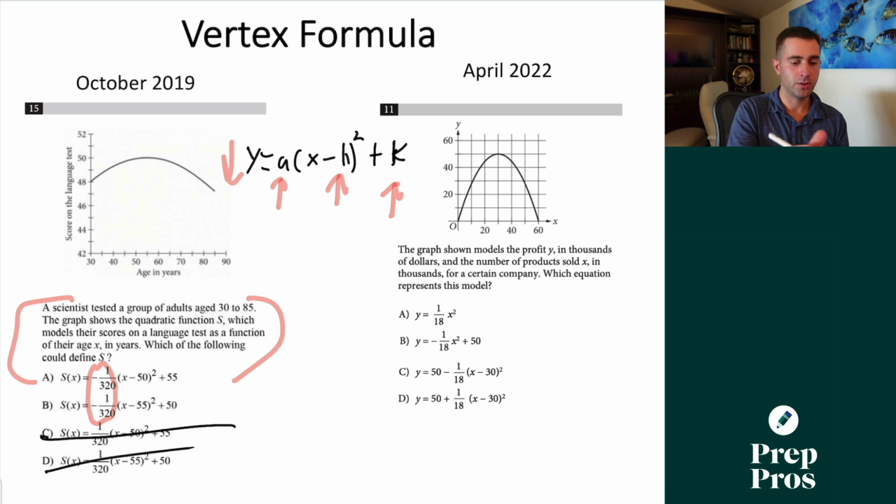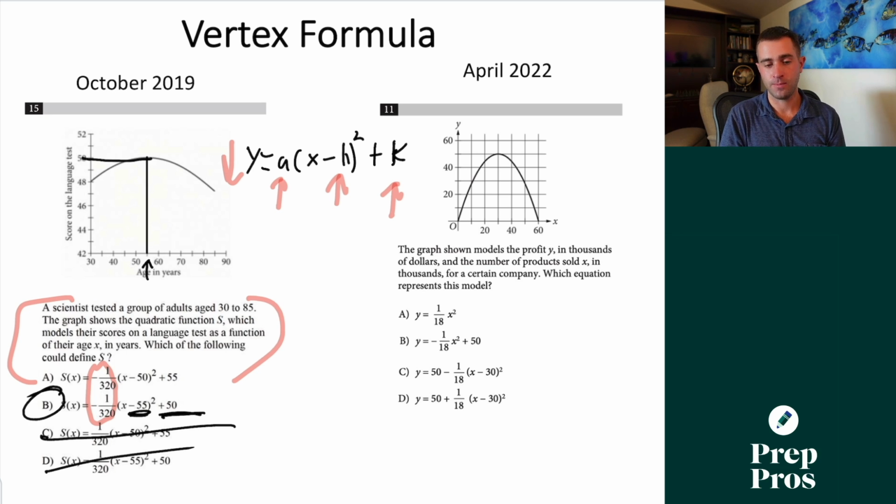Now all I have to do is identify where the highest point on the graph is, and that's going to be where x equals 55 and y equals 50. So I know my x value is here, my y value is here. I'm able to get this right pretty easily. We can apply the exact same series of steps here to help us identify the right answer. So I'm going to let you guys work through that one on your own.